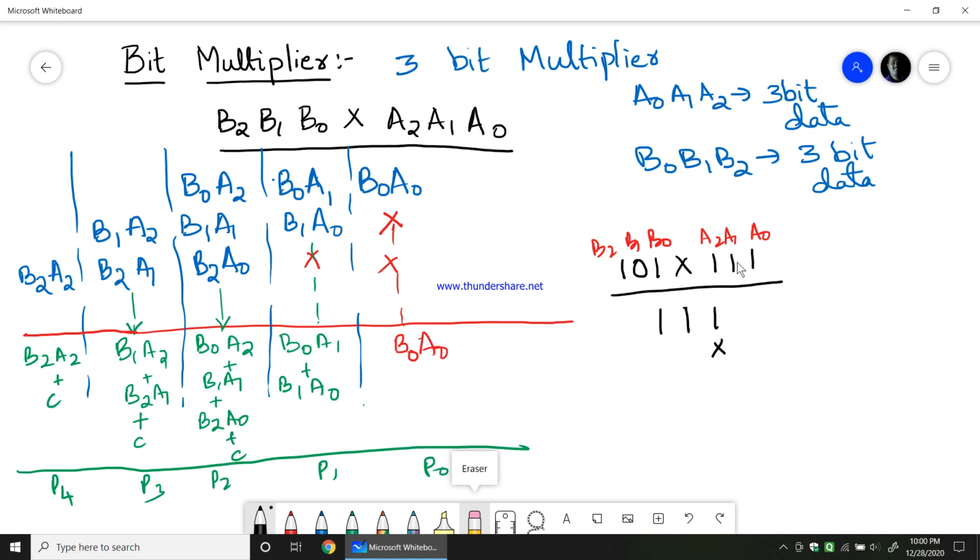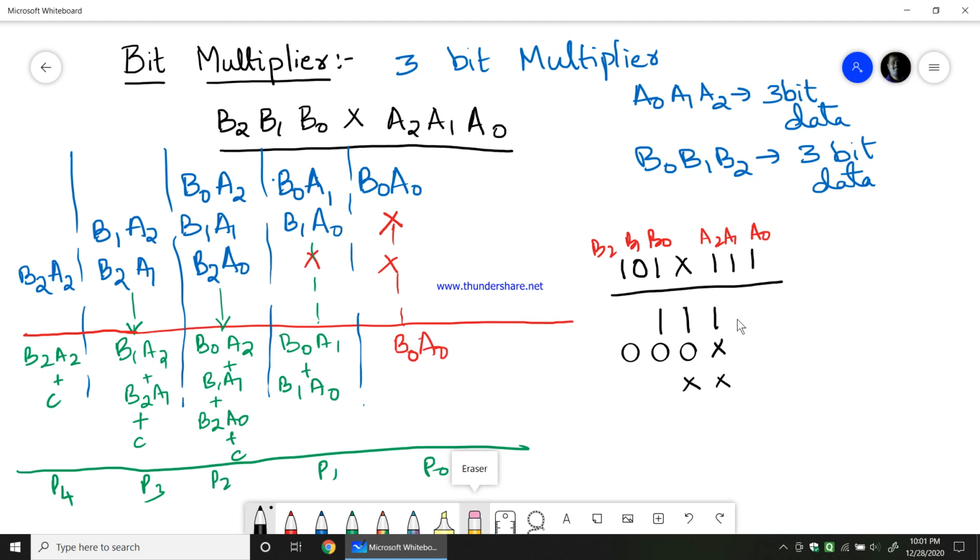Then this A0, A1, A2 will now be ANDed with B1. 1 ANDed with 0 is 0, 1 ANDed with 0 is again 0, 1 ANDed with 0 is again 0. We got all three zeros. This is the second set of three values: A0 B1, A1 B1, A2 B1.